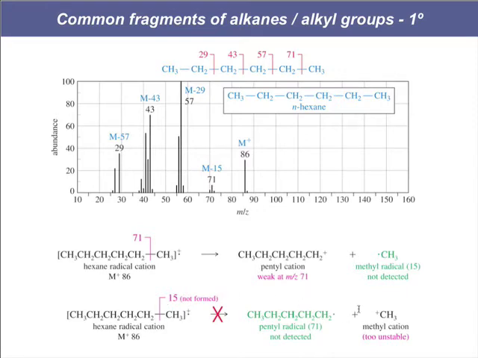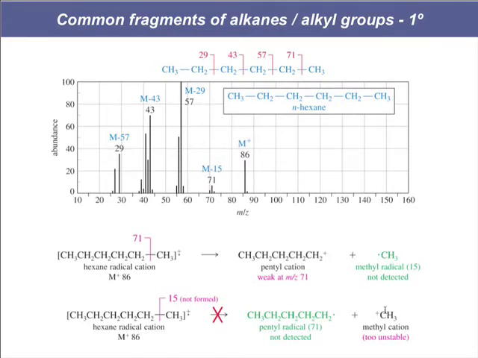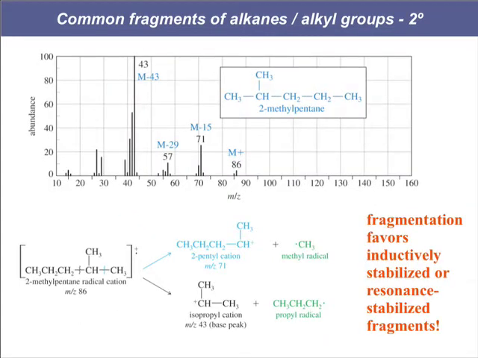The reason, of course, is because that gets you a methyl cation as opposed to a primary cation. It's more stable to cleave the molecule in such a way that you get the more substituted cation and the less substituted radical. So fragmentation will favor inductively stabilized or resonance stabilized fragments. By inductively stabilized, I just mean stabilized based on hyperconjugation by having the more substituted groups.